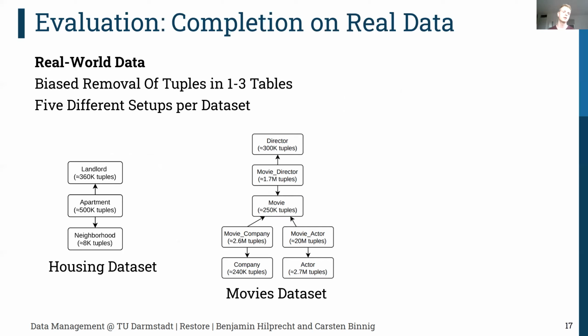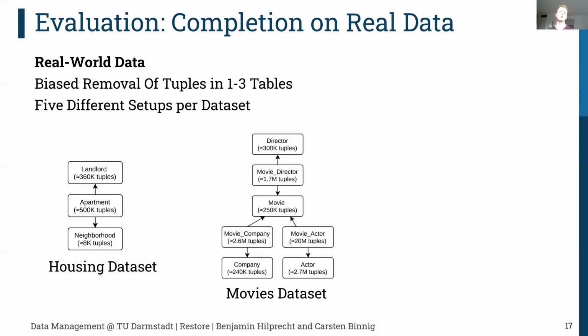And the idea here is that we have two data sets, first a housing data set and then a movies data set with a few million tuples. And we remove tuples of the complete data set and then see how well ReStore can reconstruct the previously full data set. And of course, the question is how to remove tuples. And what we did was we removed the tuples in a way to obtain a biased data set. So for instance, we removed primarily expensive apartments, or we removed primarily old movies. And this gave us biased data sets.